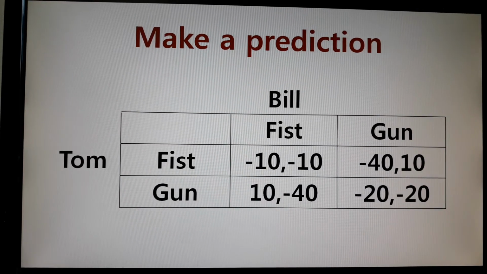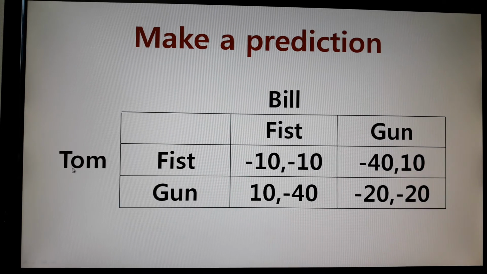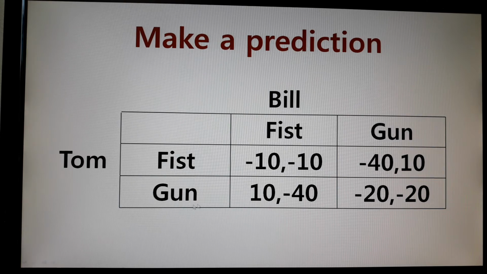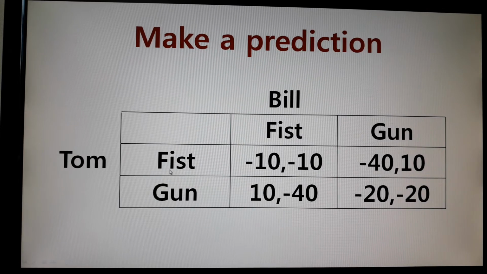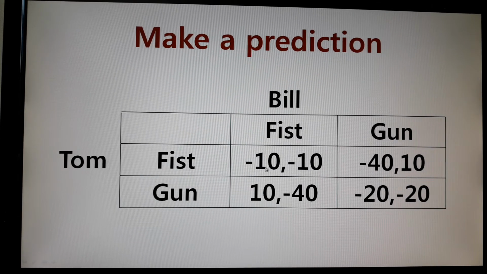Okay, now we are entering the real game. That is, let's make predictions in the game as below. Tom and Bill are going to fight, for some reason. And unfortunately or fortunately, both of them have a gun in their house. They can come without the gun, so they can do the fist fighting, which is painful.